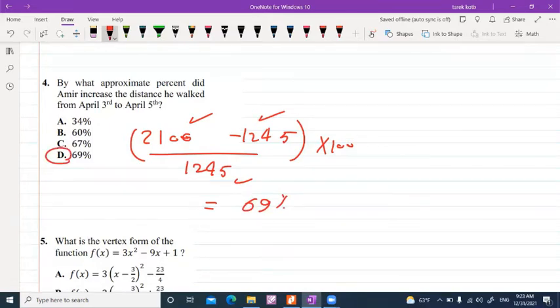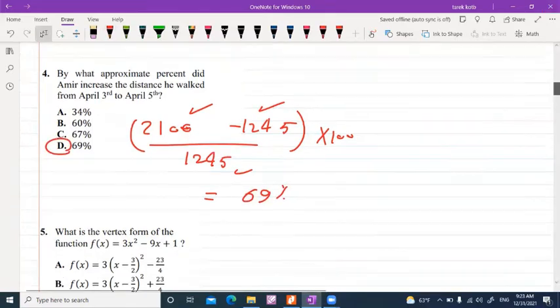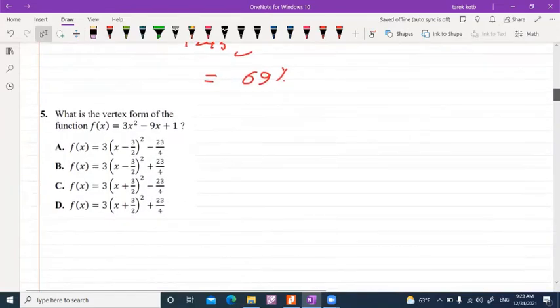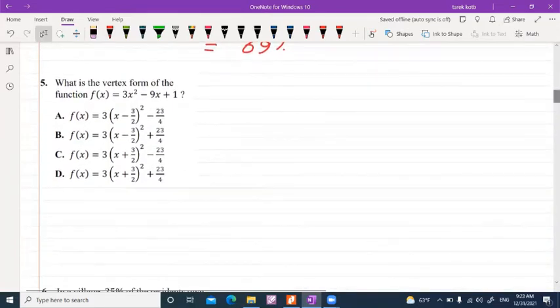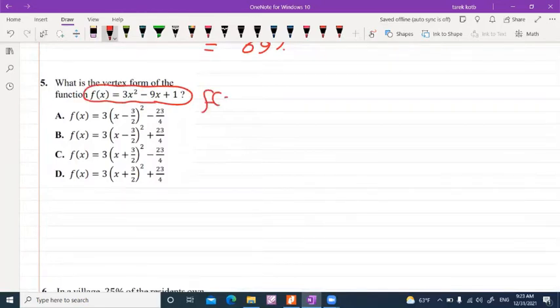Next question, number 5. What's the vertex form of the function? I want to get the vertex form of this function. Easy. Okay, let's see. First, you have 3 here. Since you have 3, you have to take 3 common factor from the first and the second term. It will be x squared minus 3x plus 1. This is the first step.